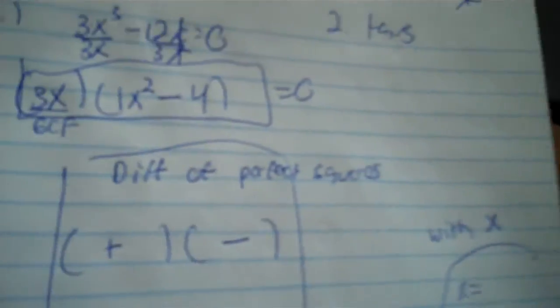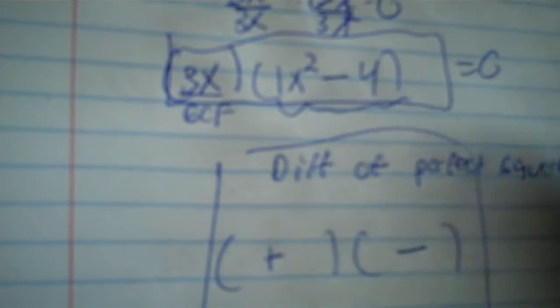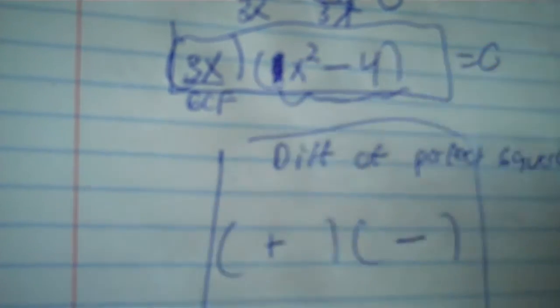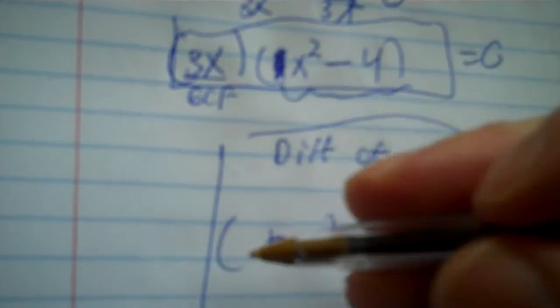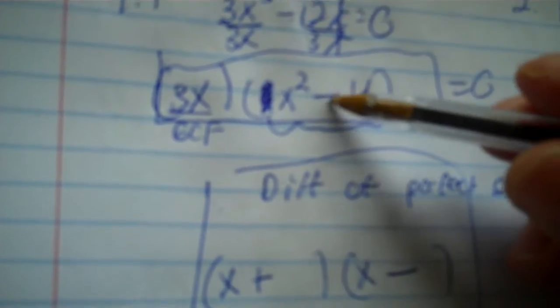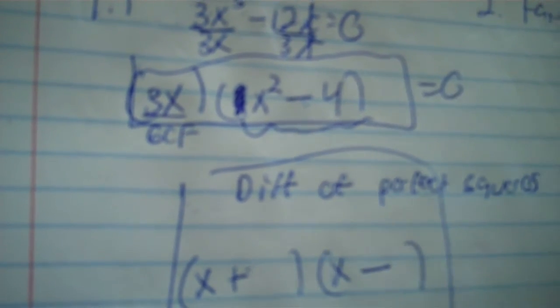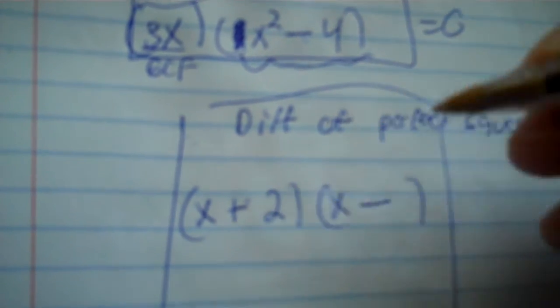Now see if the second parentheses is a difference of perfect squares. You can get rid of the 1 in front of the x. They are, because x to the second can be written as x times x, and 4 can be rewritten as 2 times 2, with the minus being a positive times a negative.